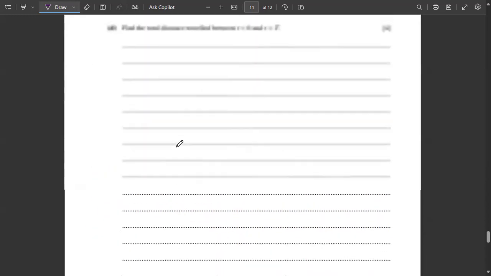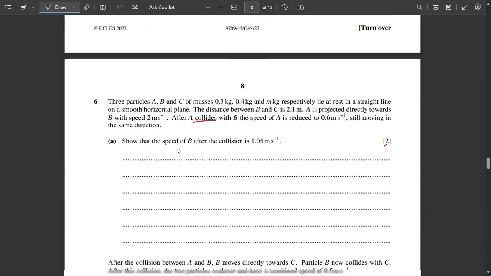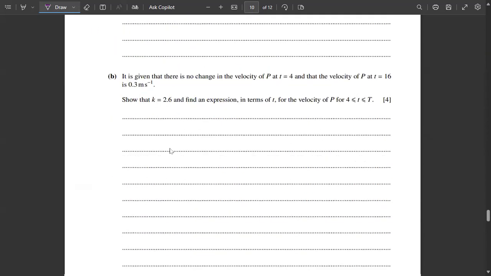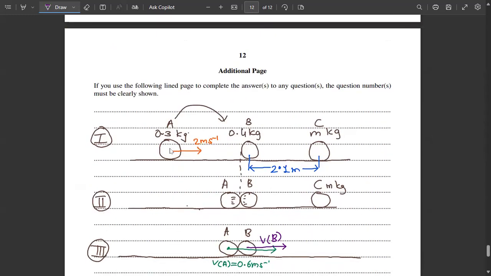So now we can use momentum and write initial momentum equals final momentum. I'm just writing the initials here, IM, FM, but in the exam paper you'll have to write the entire thing, initial momentum equals final momentum. You can also write total momentum before equals total momentum after, anything works. So the initial momentum will be the mass of A, 0.3, into the velocity 2. The final momentum will be mass of A, 0.3, into velocity of A, 0.6, plus mass of B, 0.4, into velocity of B, which we have to find out.